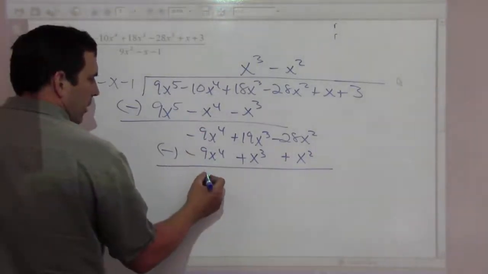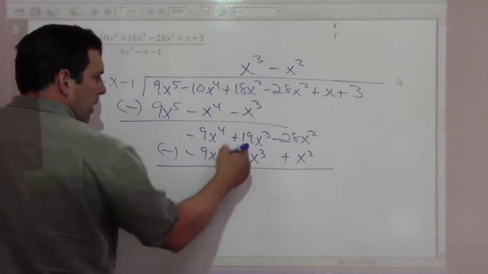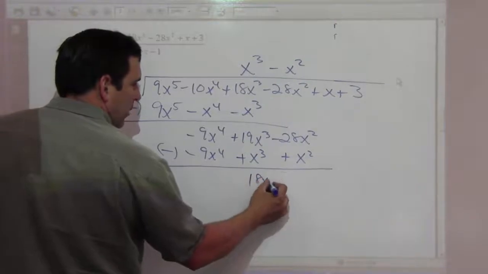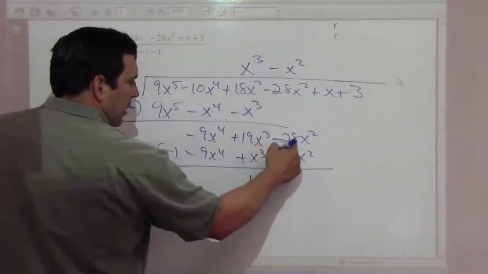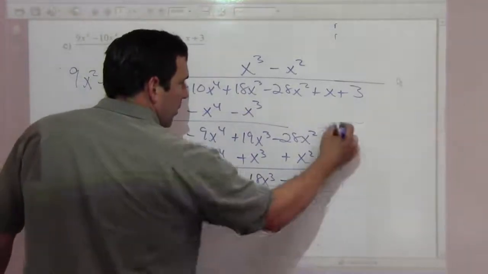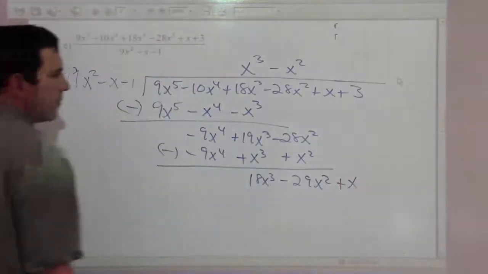Subtract, we're going to end up with nothing here. 19x cubed minus x cubed is 18x cubed. Negative 28x squared minus x squared is minus 29x squared. Bring down the x.